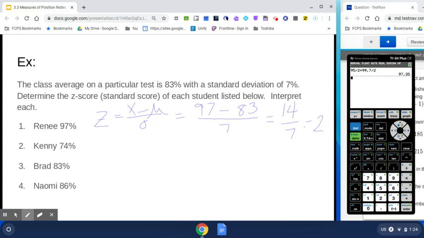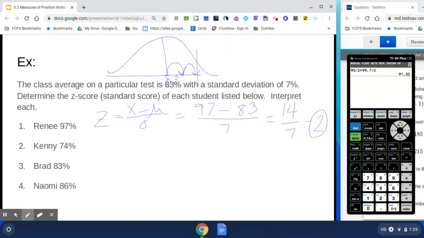If we think about what that means, let's say that these test scores are normally distributed. We don't know that they are, but let's assume that they are. The mean is 83, which would fall right there in the middle. Now, to get to Renee's z-score, we would have to add 2 standard deviations in the positive direction. So we would add that 7% twice in order to get to Renee's z-score of 2.